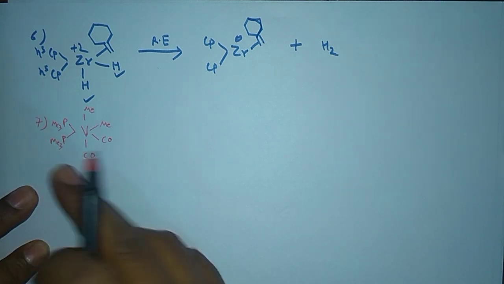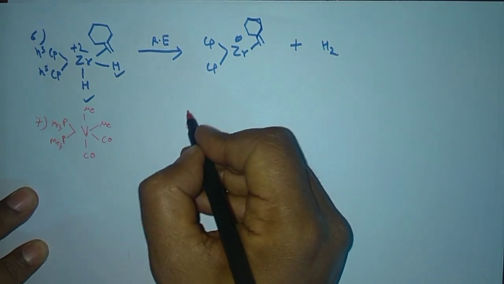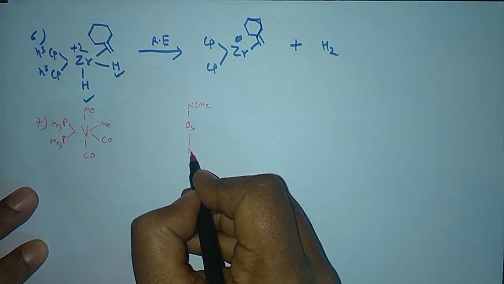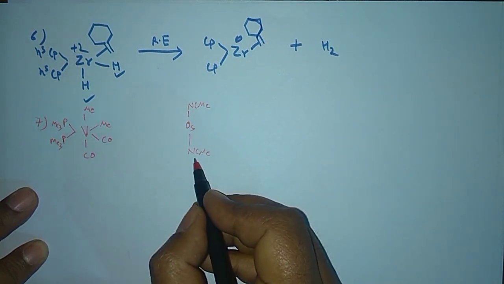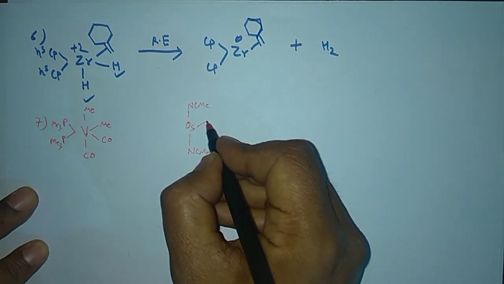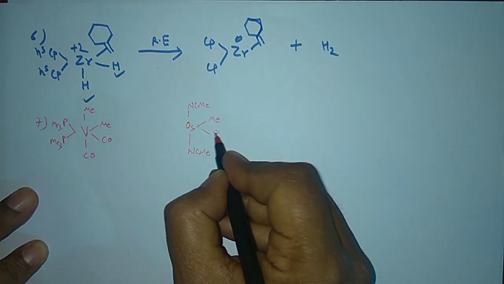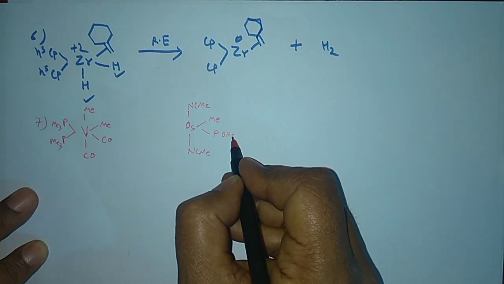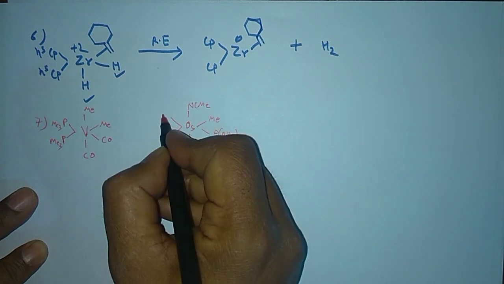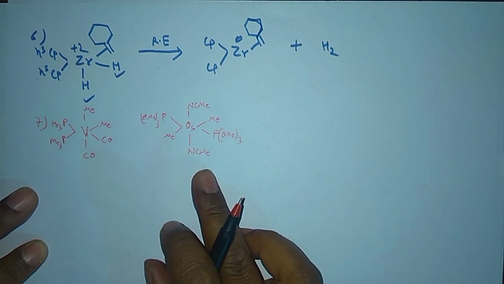So this is the one complex, and then you have the second complex, say osmium, and you have NCMe here and NCMe here. Isocyanide, methyl substitution on the isocyanide. You have the methyl here, and you have P(OMe)3 thrice. Then you have methyl here, and then again P(OMe)3 thrice. See, this is your second complex.